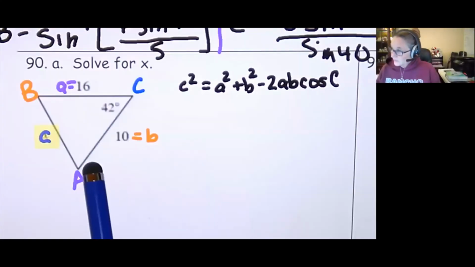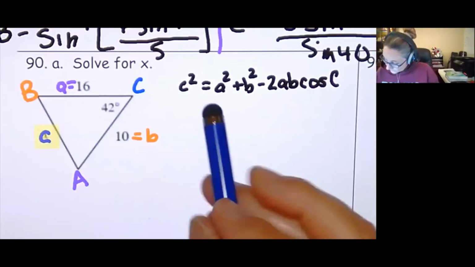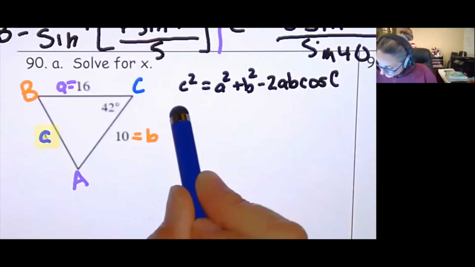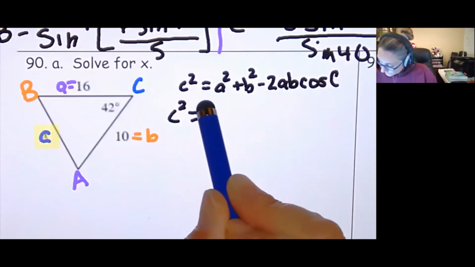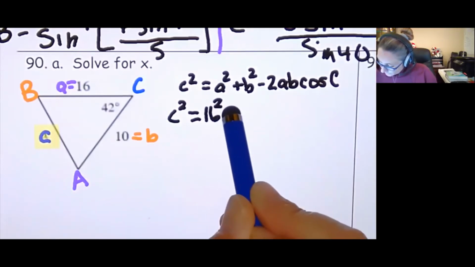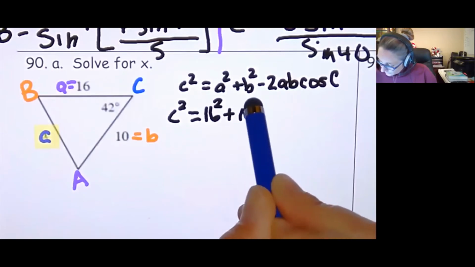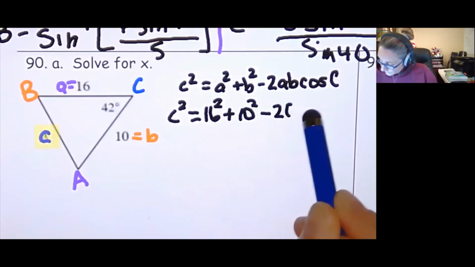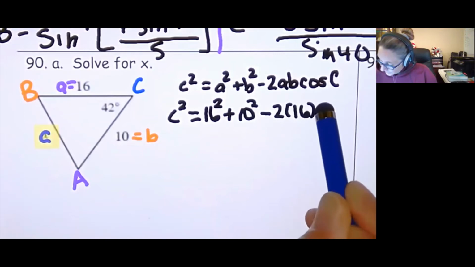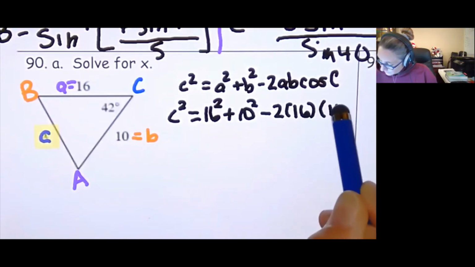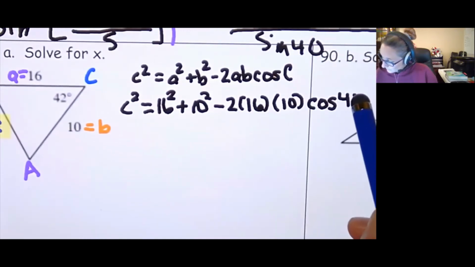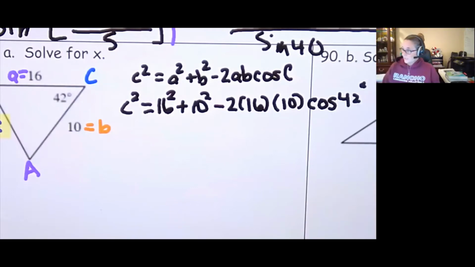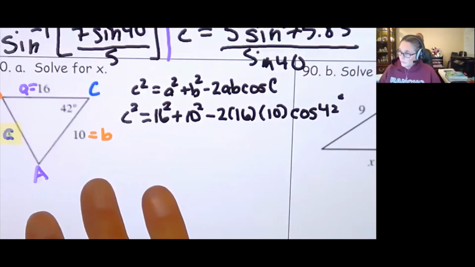So now I'm going to substitute in what I know. C squared, which is what I'm going to be finding, is equal to A squared, so that's going to be 16 squared, plus B squared, which is 10 squared, minus 2 times my A, which is 16, my B, which is 10, and cosine of 42 degrees. Okay, and then I'm going to be putting that into my calculator.